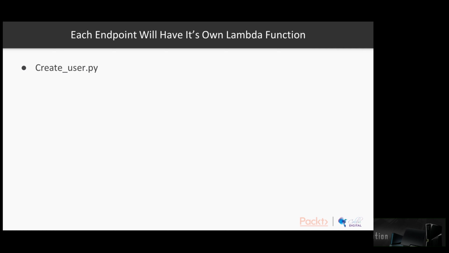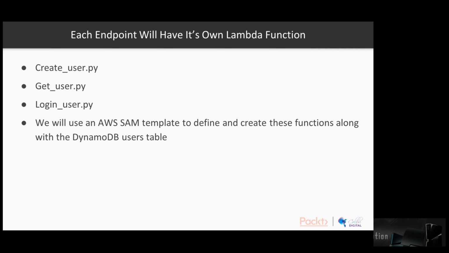So following the same theme that we've been following to date, we're going to have a create user function, a get user function, and a login user function, and they will map on exactly to these 3 API endpoints. And we're obviously going to have an AWS SAM template that defines and creates all of these functions along with the DynamoDB users table. So without further ado, let's jump right into the code.